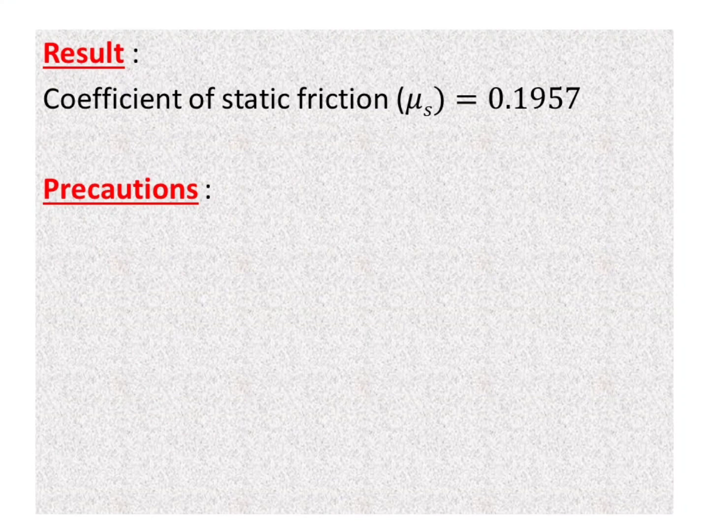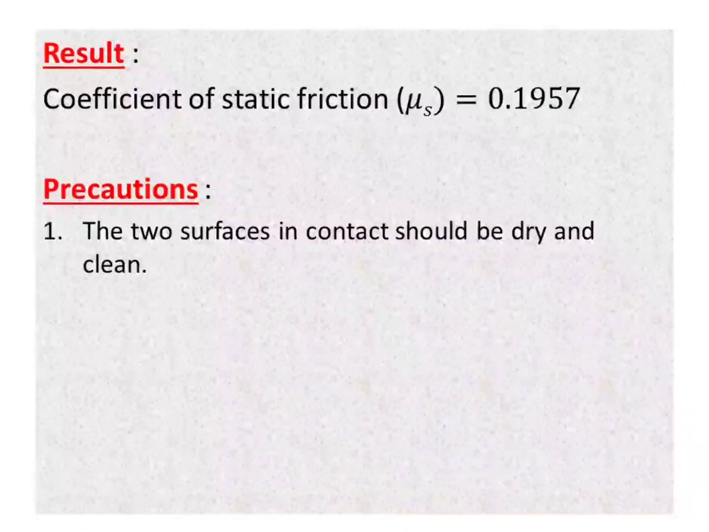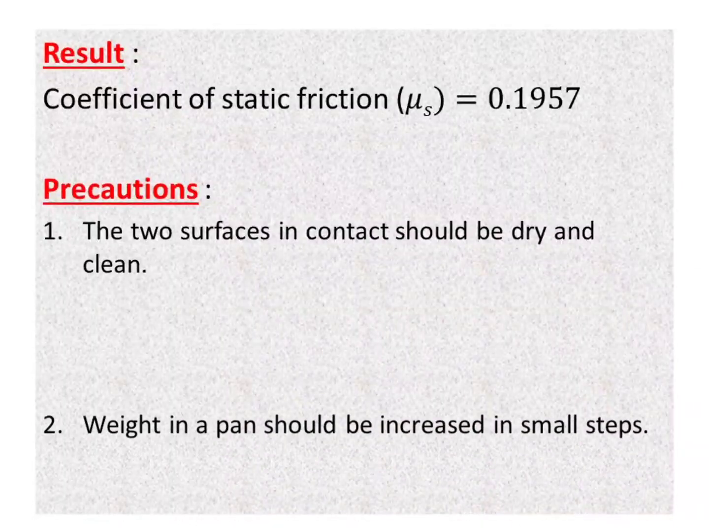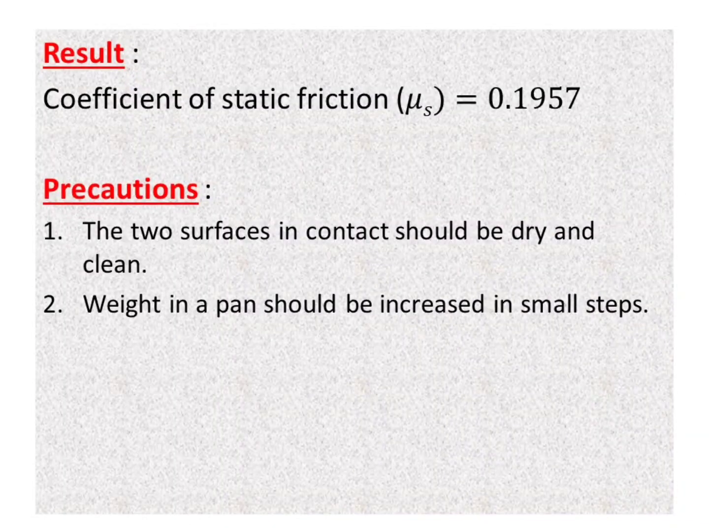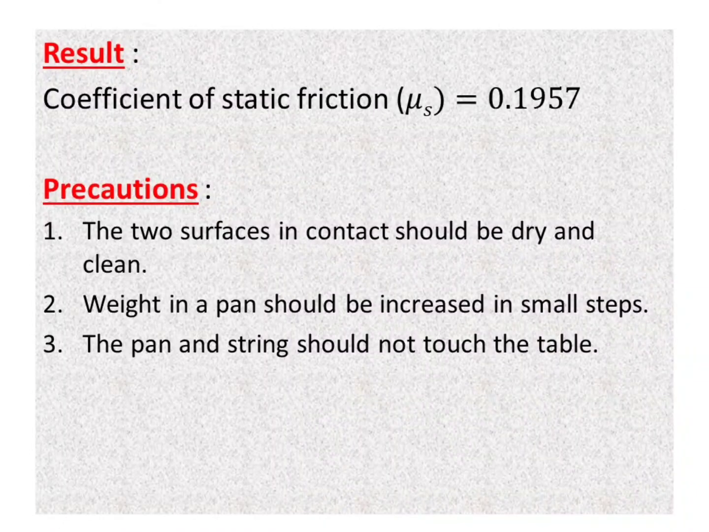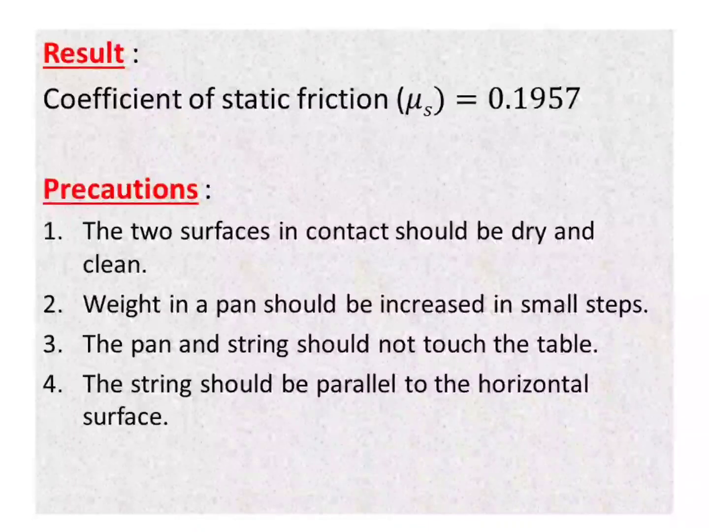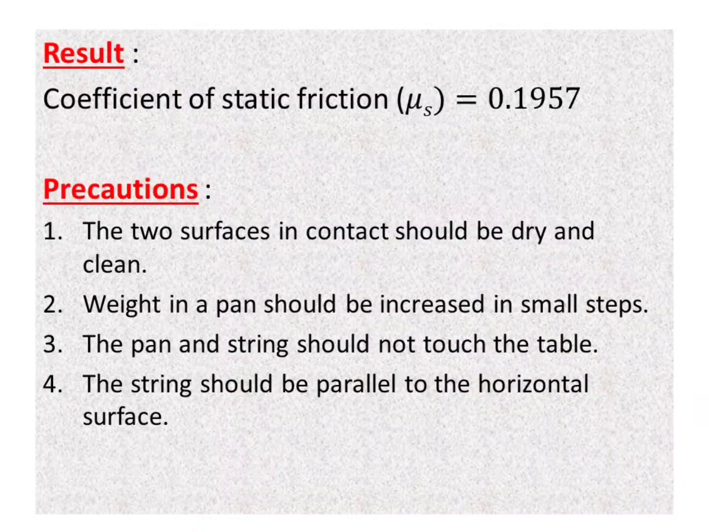Precautions that we have to take during the experiment. First precaution is the two surfaces in contact should be dry and clean. Second, weight in a pan should be increased in small steps. The pan and string should not touch the table. Then the string should be parallel to the horizontal surface.